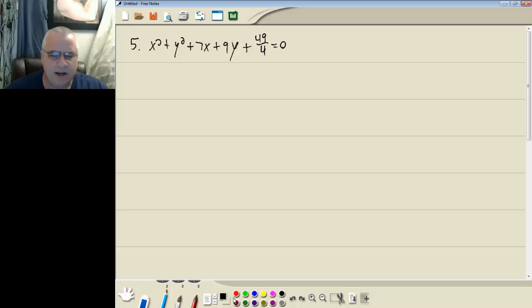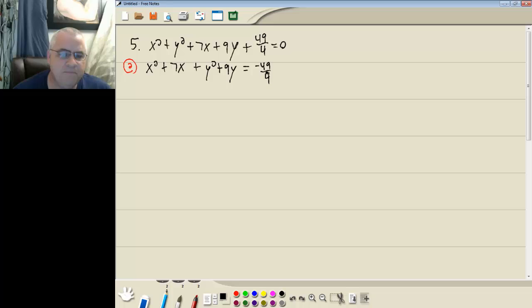Group the x's, group the y's, take the number to the right side. So we got x squared plus 7x plus y squared plus 9y equals negative 49 over 4. And again, I notice I put the x's together, I put the y's together, and I took the number to the right side, and it switched signs. Step 3. Complete the square in the x's. Let's do that first.